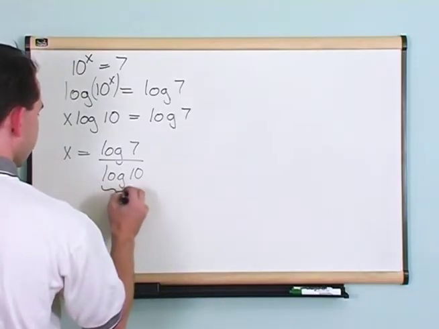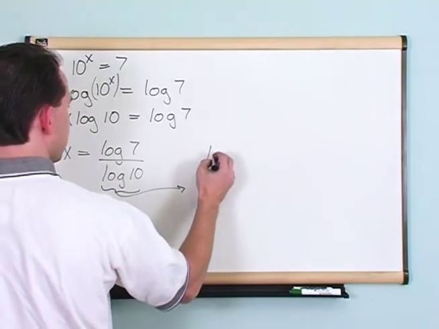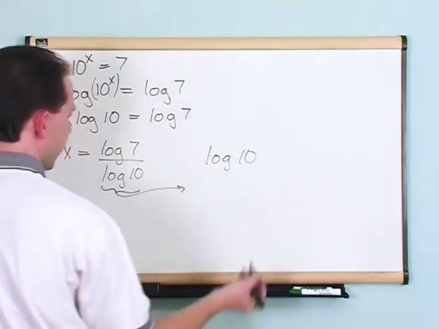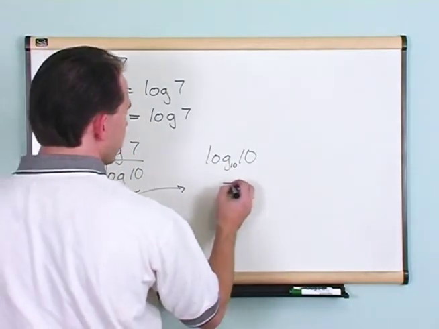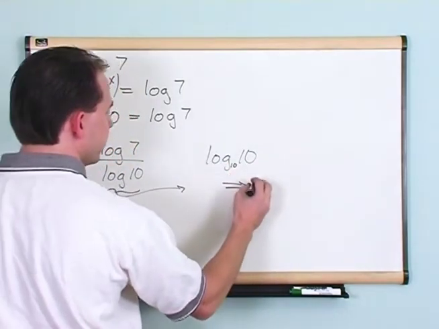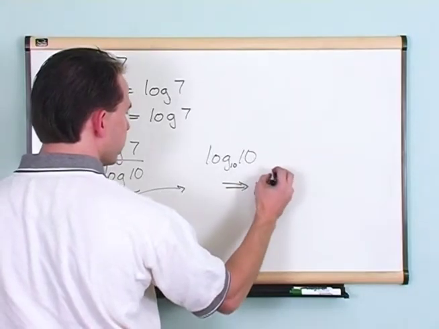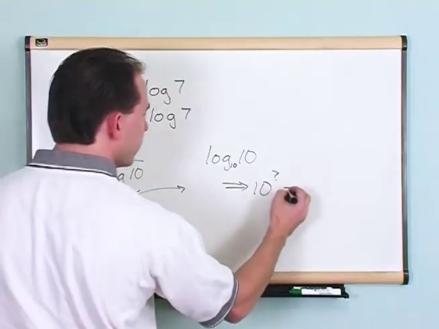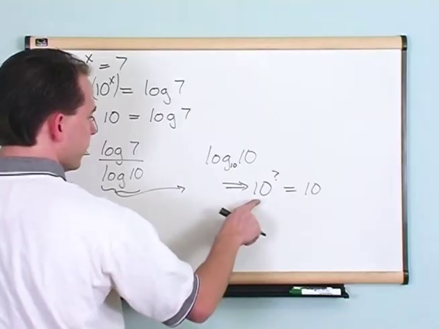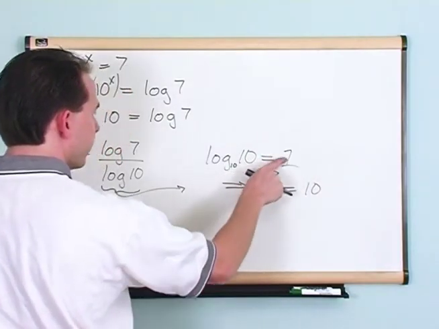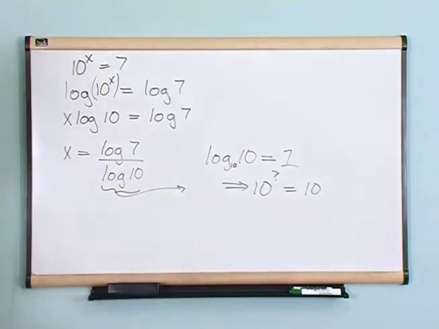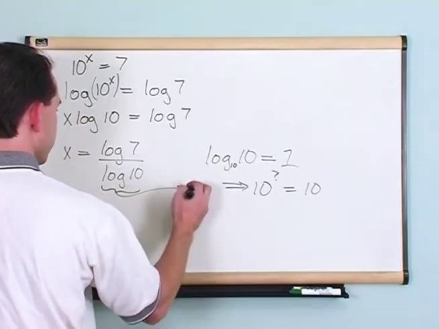But log of 10, okay, what does that equal? Well, this is an implied base 10 down here. So what it means is base 10 to the power of whatever I'm looking for equals 10. So 10 to the power of what equals 10? Well, obviously it's got to equal 1. 10 to the power of 1 is equal to 10. So this is just equal to 1.